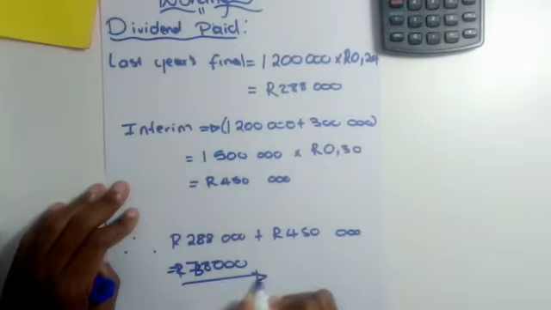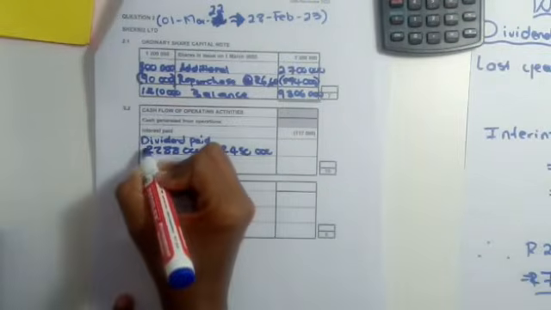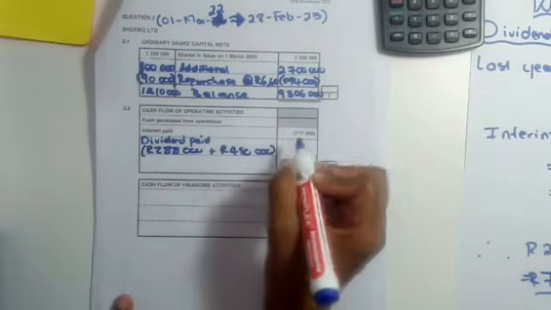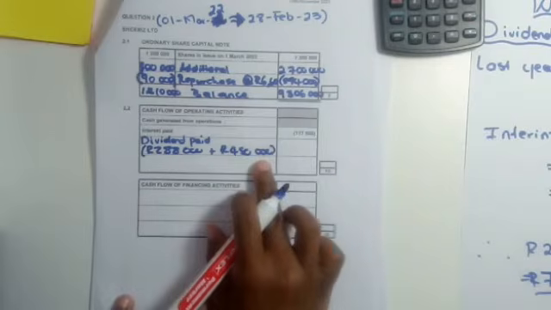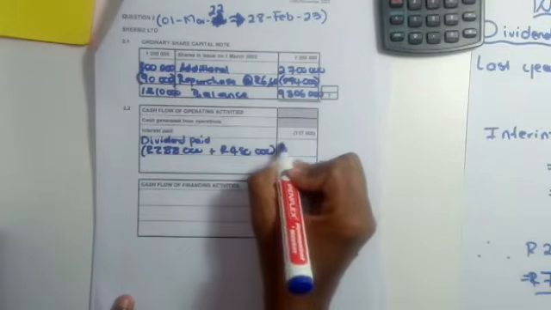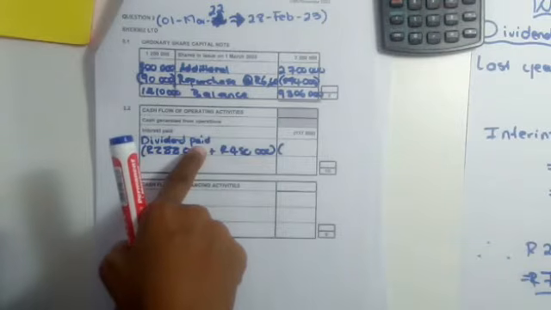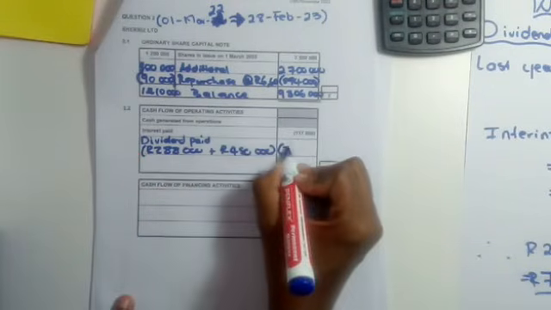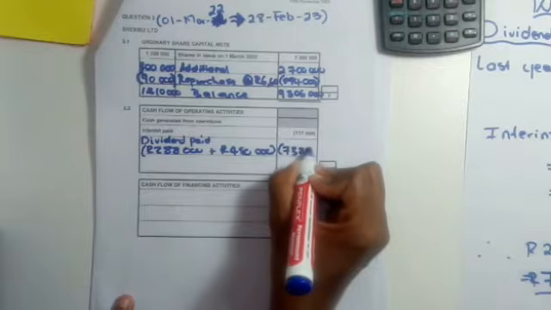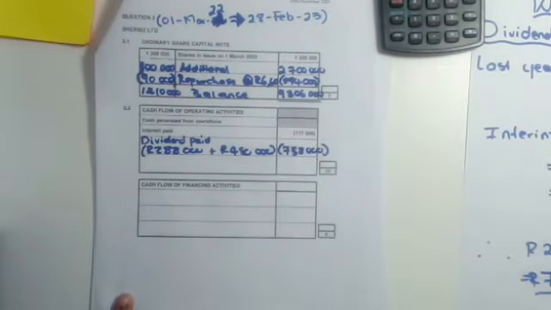738,000. So transferring into our answer book, we did last year's final plus this year's interim, and in brackets, because this is what we have paid, so this is a cash outflow, is the 738,000 that we have just calculated.